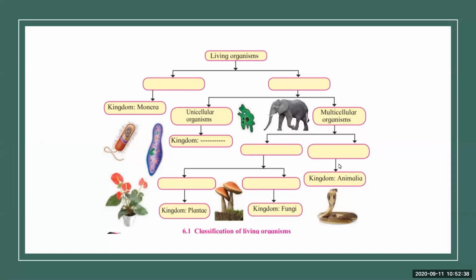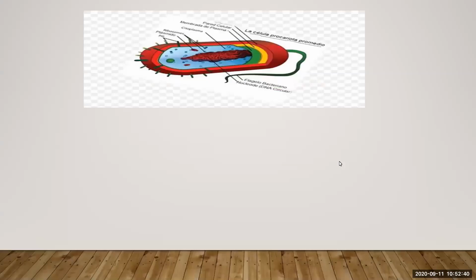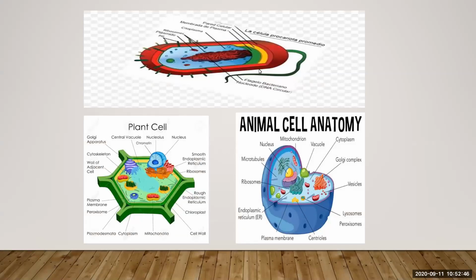Moving to the next: how living organisms are classified. They are classified on the basis of the cell, whether the cell has a nucleus or not. See here, the first is bacteria, which doesn't have a true nucleus. In the plant cell, you can see a true nucleus is present. There are other cell organelles present there, and they are bounded by a membrane. In the animal cell also, the true nucleus is there and other cell organelles are present, bound by a nuclear membrane. So this is the criteria used for the classification of living organisms.